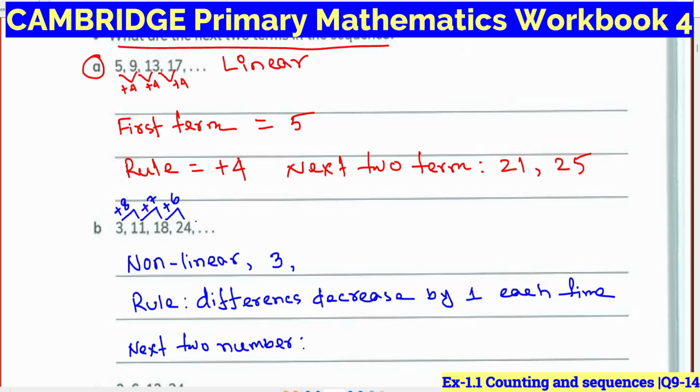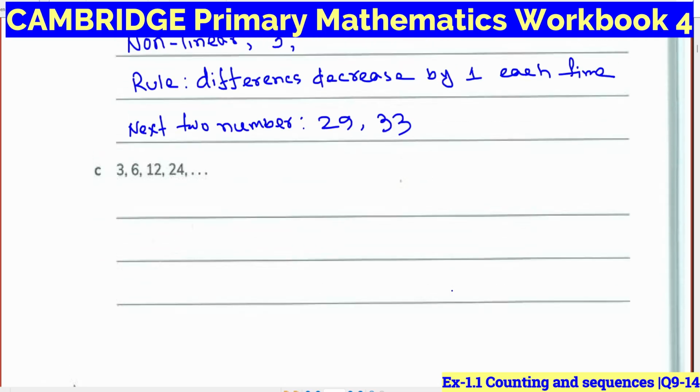It means 24. Next number will be difference 5. So 24 minus 5, it's 19, right? It's 19. Is it? No. First plus 8, then plus 7, then plus 6, now plus 5, it means 29. Then plus 4, it means 33. So 29 and then 33.